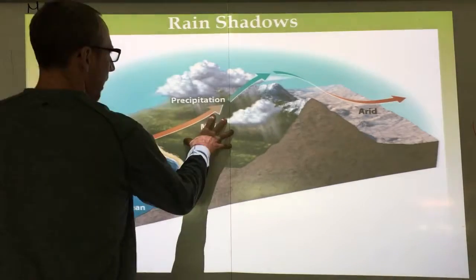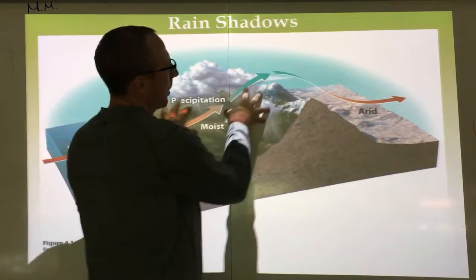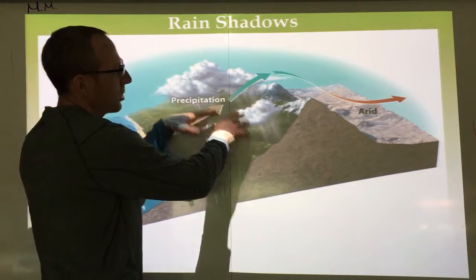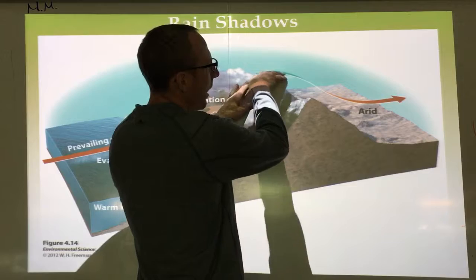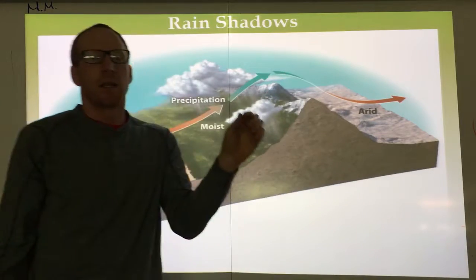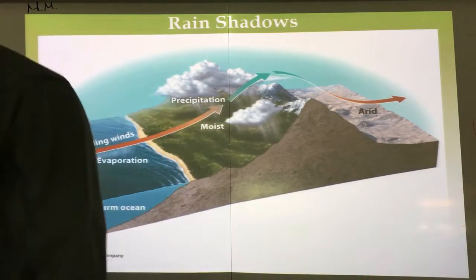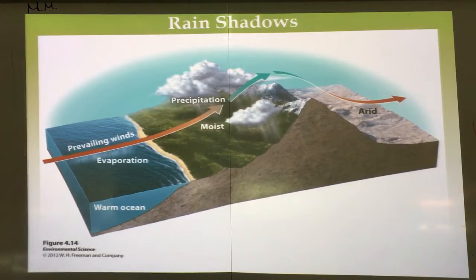Okay, rain shadow effect. This is the windward side, this is the leeward side. As this warm, moist air comes up, it gets cool, dropping precipitation, and then the dry, cool air falls down, gets adiabatically heated as it gets compressed, and it warms and becomes dry. So that's the interesting rain shadow effect.